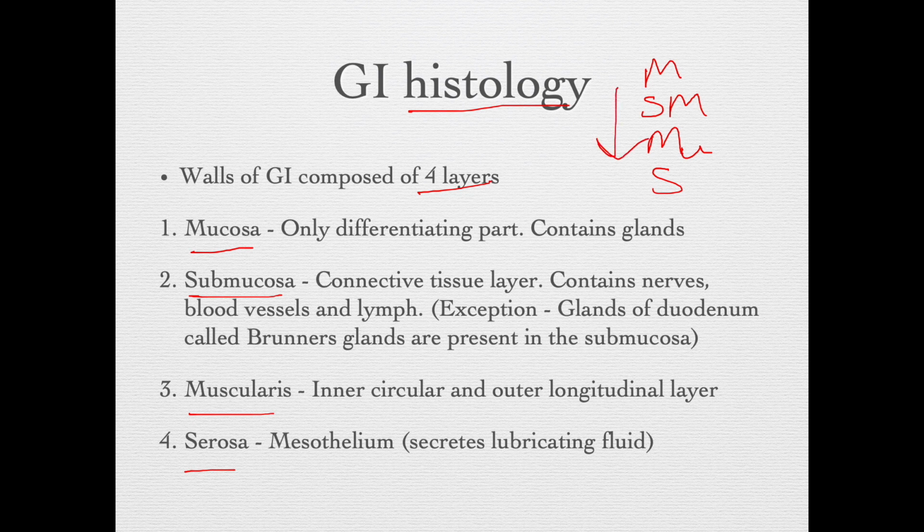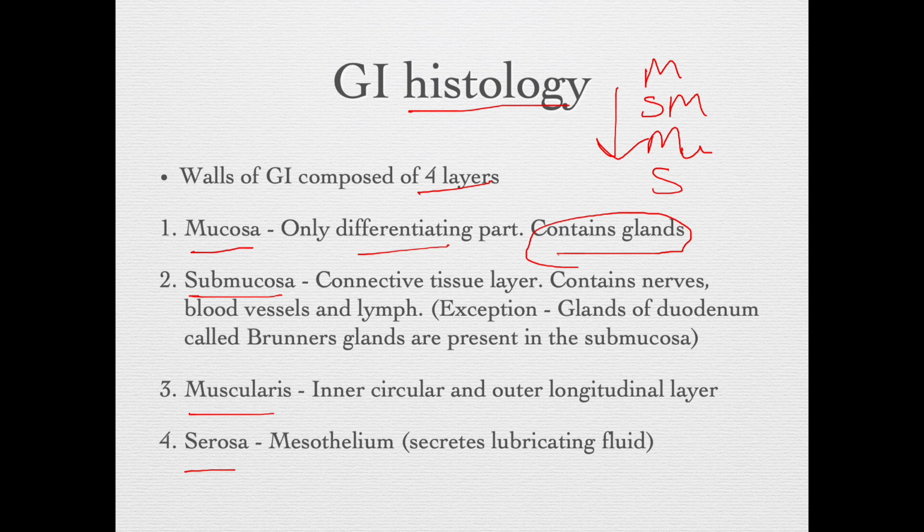The mucosa is the only differentiating part among all the 4 layers. This means that for us to identify or differentiate any given tissue as esophagus or stomach or intestine, we will need to take a closer look at the mucosal layer, as the other 3 layers of the GI tract are going to be very similar. The second point regarding the mucosa is that they contain multiple glands.